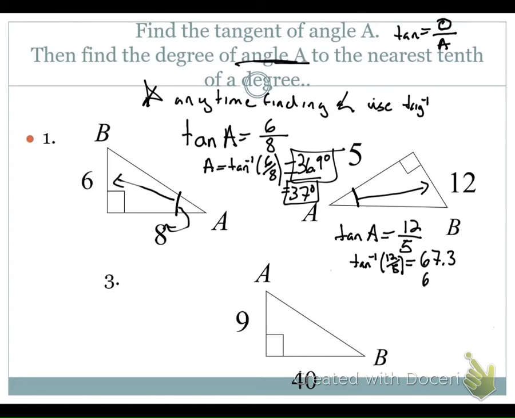67.4. So it would be 67 if we're rounding to the whole degree. 40 over 9. You have to use that tan inverse of 40 over 9. What is it going to be? 77. 77 degrees? Yeah. Okay.